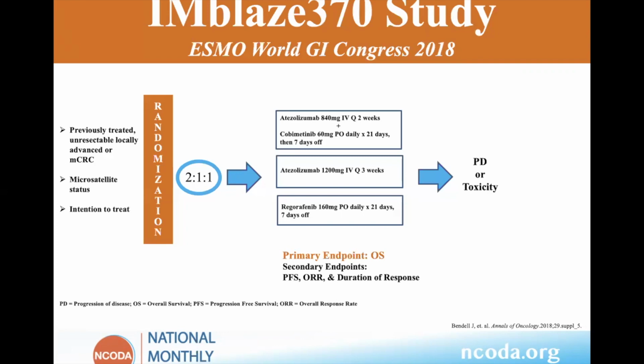So in the IMblaze trial, previously treated patients with mCRC that had known microsatellite status were included in an intention to treat patient population, and they were randomized in a 2-to-1-to-1 fashion to receive atezolizumab at a lower dose every 2 weeks, plus cobimetinib, which is a MEK1, MEK2 inhibitor, so combination therapy, or atezolizumab at the standard dosing every 3 weeks, or regorafenib standard dosing. And the primary endpoint here was overall survival. Next slide, Stephen.